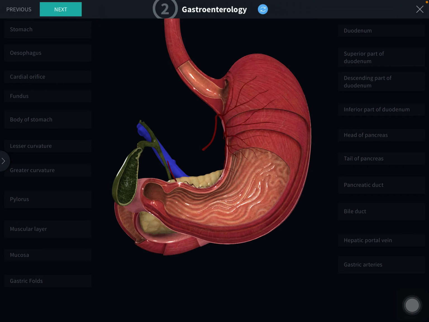So in this picture now you are seeing the model of the stomach and the stomach bed, and also the gallbladder and the extrahepatic biliary apparatus. So now we will quickly revise these relations.